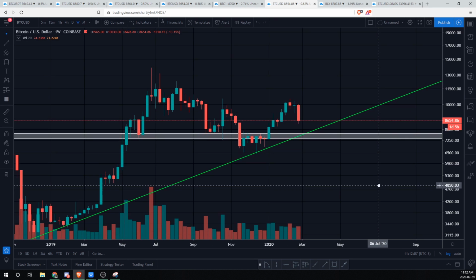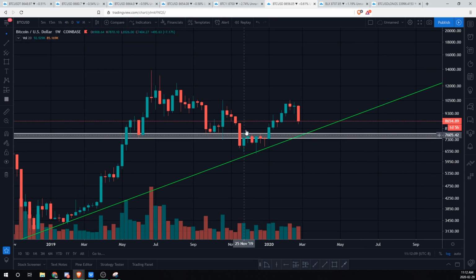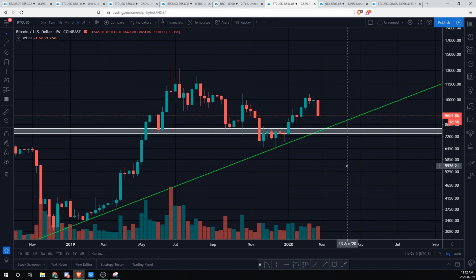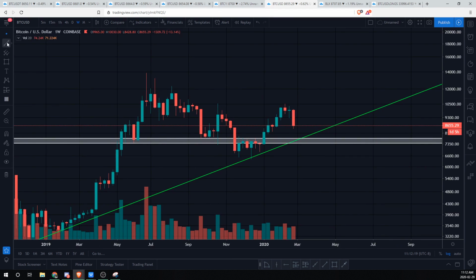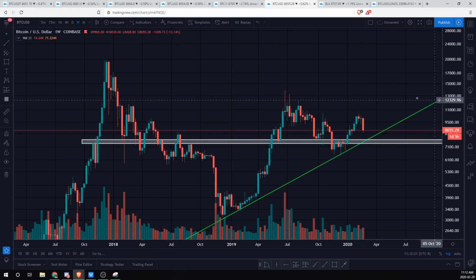So that's my personal opinion. So with that in mind, there's going to be a lot of volatility to the downside there. It's not going to be a straight line. So we're going to have to break down the smaller time frames. But that is a little bit of my outlook on the larger time frames.